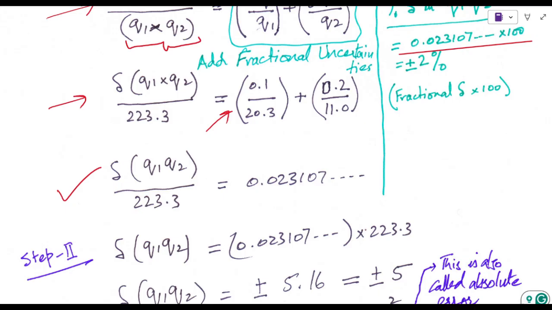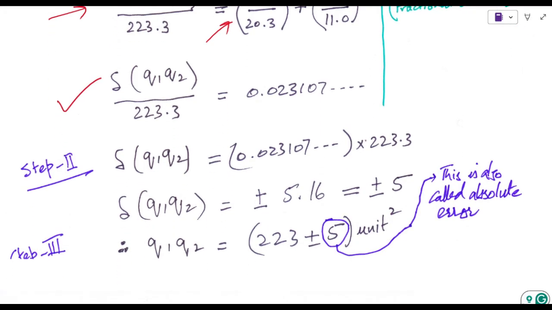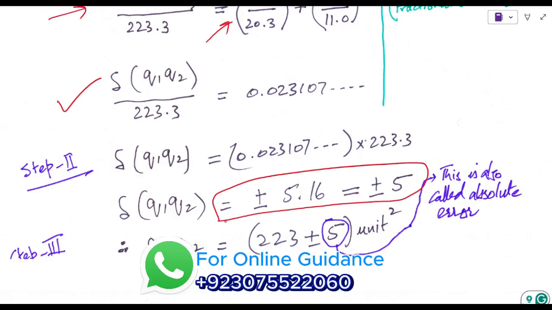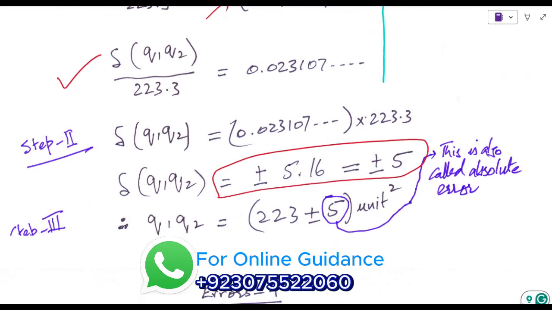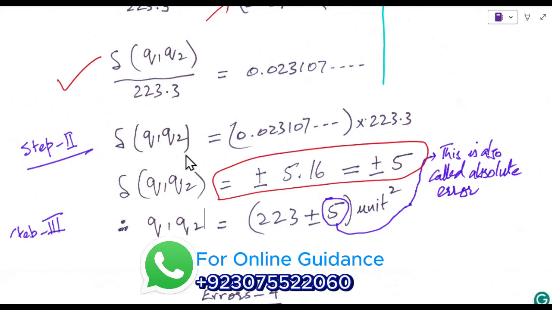The sum of fractional uncertainties, which is 0.023107... We are not going to round up at this stage. Then we take 223.3 on the other side, multiply and get an answer 5.16, and we write down plus minus 5, the uncertainty in the multiplication of Q1 and Q2. Please remember that uncertainties are written in one significant figure most of the time.